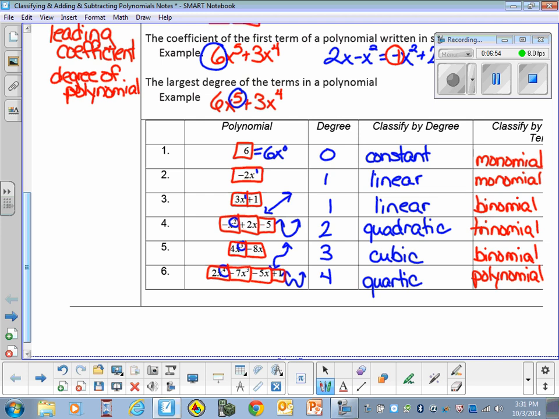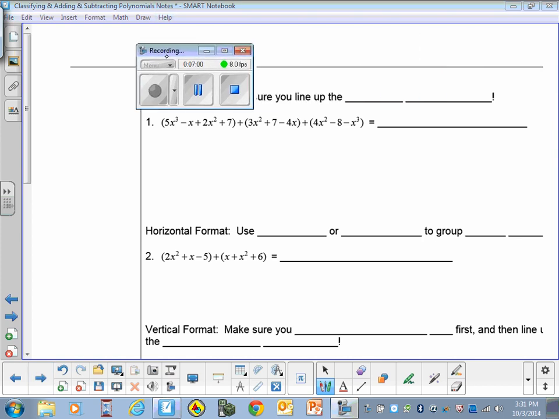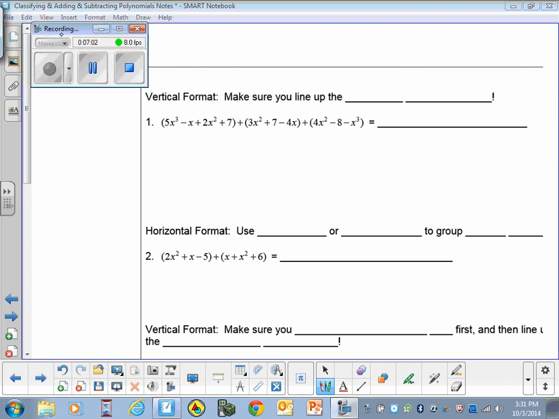Poly is a prefix that means many. All right, so I want to add polynomials. And there's a couple of ways to do it. The first way is using what's called a vertical format. And when you use the vertical format, you want to line up the like terms.